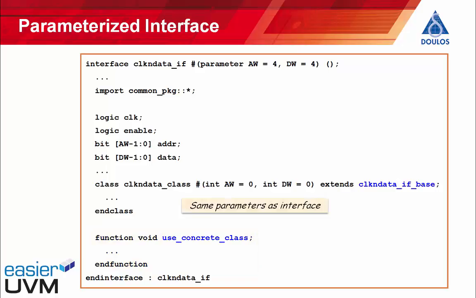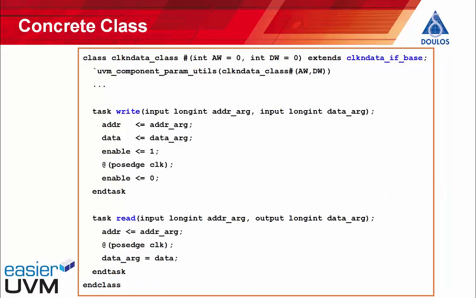So now I'm going to expand the declaration of clock and data class. Here we go. So clock and data class is a parameterized class that extends our base class, clock and data interface base. Because it's parameterized, it needs to be registered for factory automation using UVM component param utils. And then we have the definitions of all the methods we're going to use to access the interface, so the write and read tasks in this particular example.